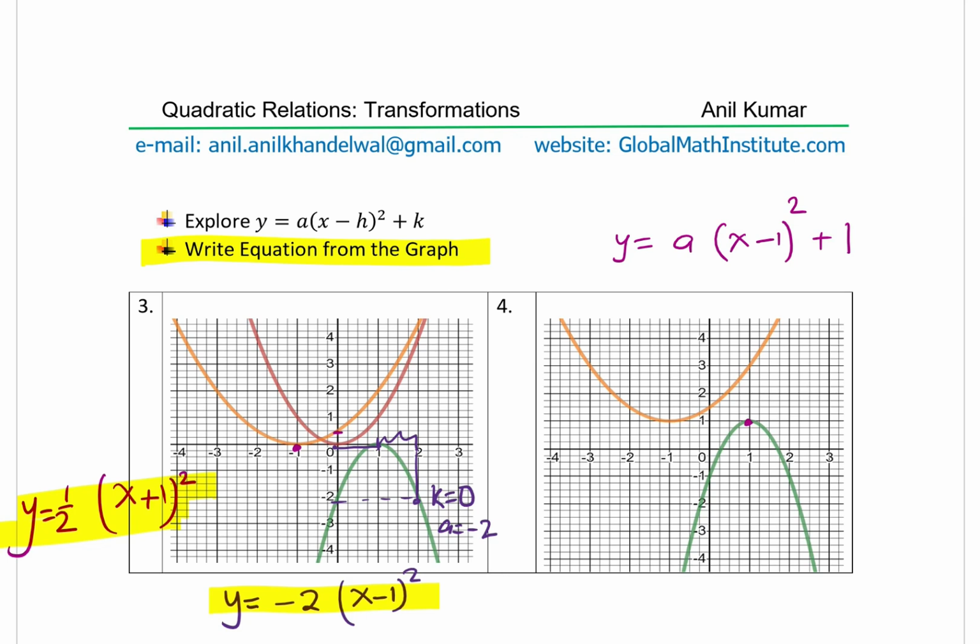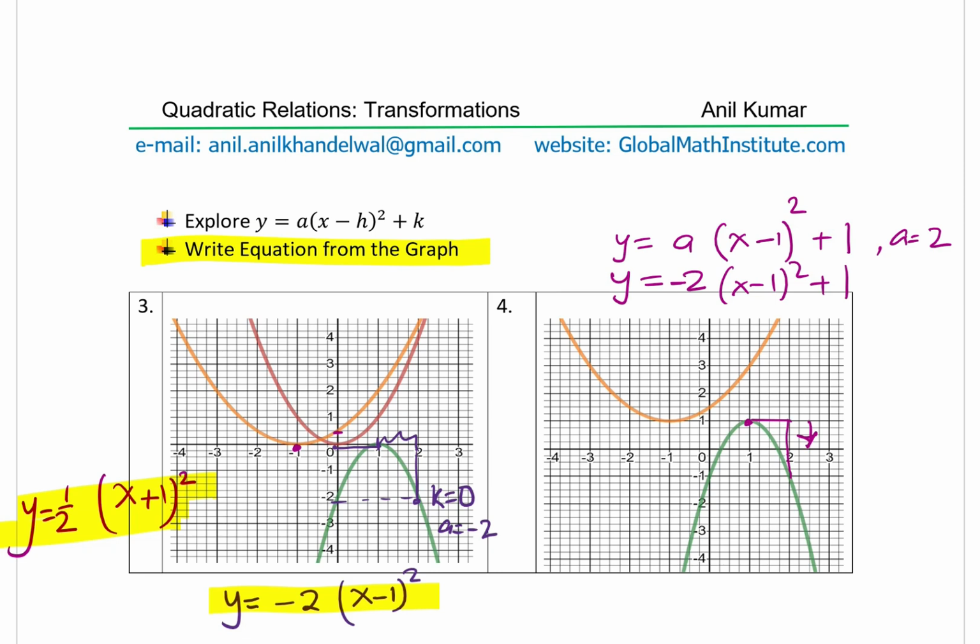How do you find a? To find the value of a, we'll move 1 unit to the right and see how much down we have gone. We've gone 2 units down, so the a value is equal to 2. And therefore, the equation should be y equals 2, but with a negative sign since you're going downwards, times (x minus 1) whole squared plus 1. Correct?